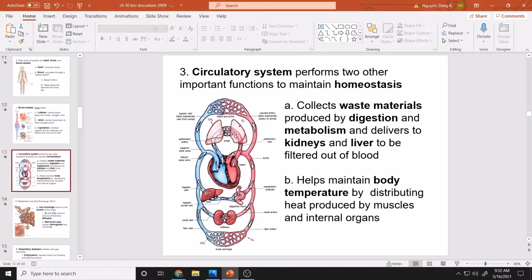It's going to collect waste materials from digestion and metabolism, breaking down food and proteins and other metabolites. Then it's going to take that blood and transfer it to the kidney and the liver, so it gets filtered out by those two organs. We'll explain the kidneys probably in the excretory segment. I'll have a different video for that. And then the liver is really a part of the digestive system.